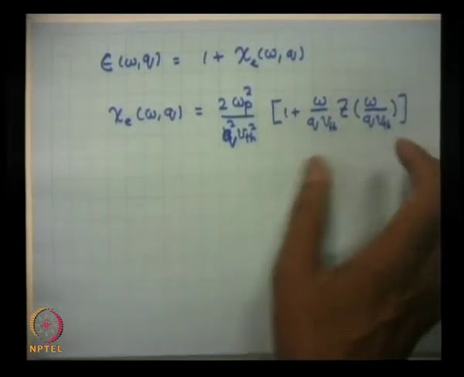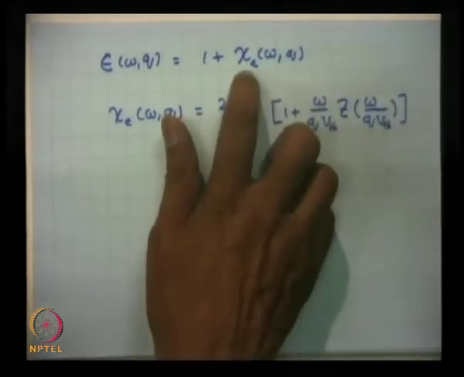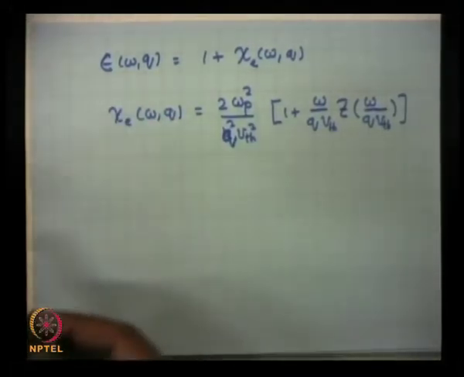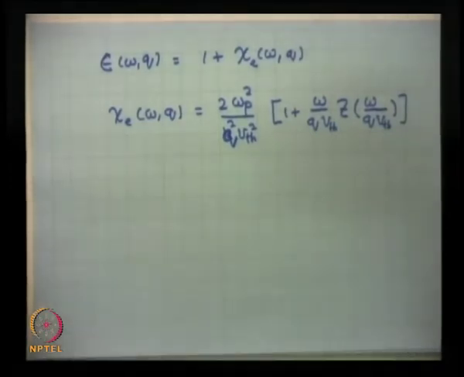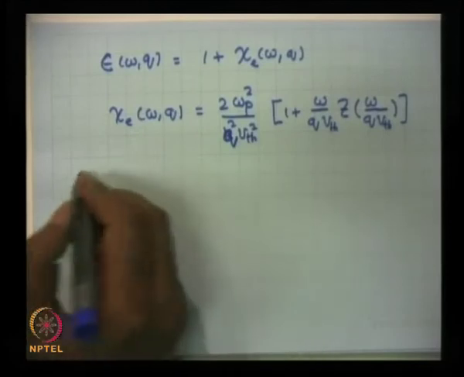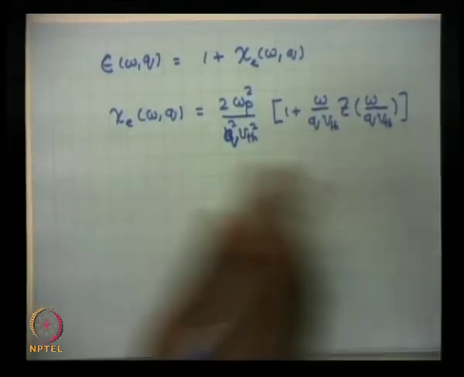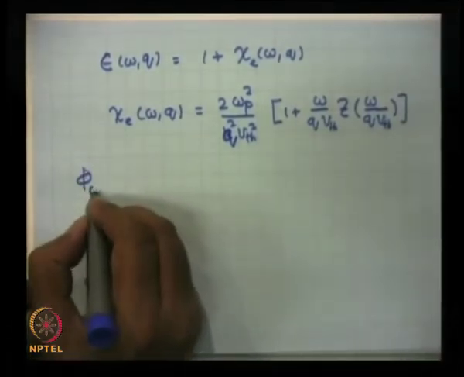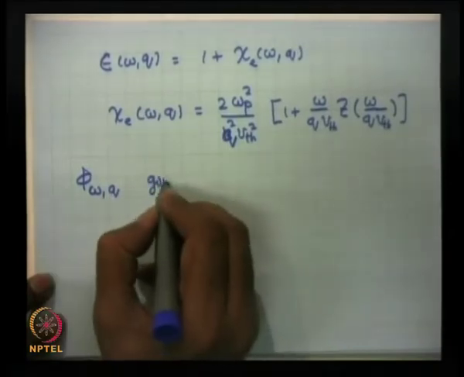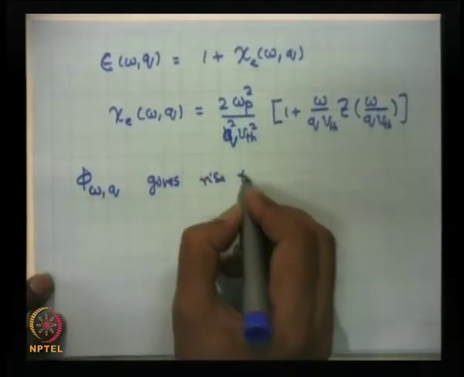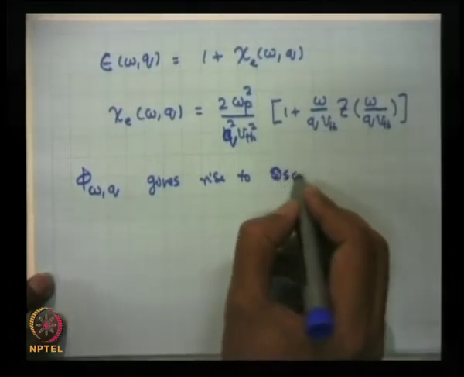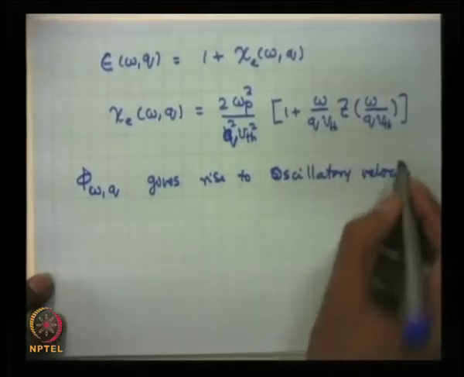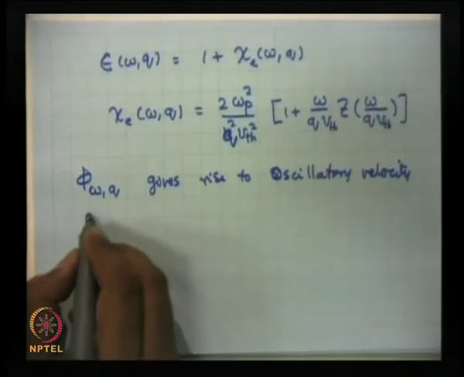So, this has imaginary part, and hence this epsilon will have an imaginary part, and consequently phi omega q will also have some imaginary part in the denominator. Now, what is the consequence of this phi omega q? This self field will give rise to oscillatory electron velocity. Phi omega q gives rise to oscillatory velocity v omega q.